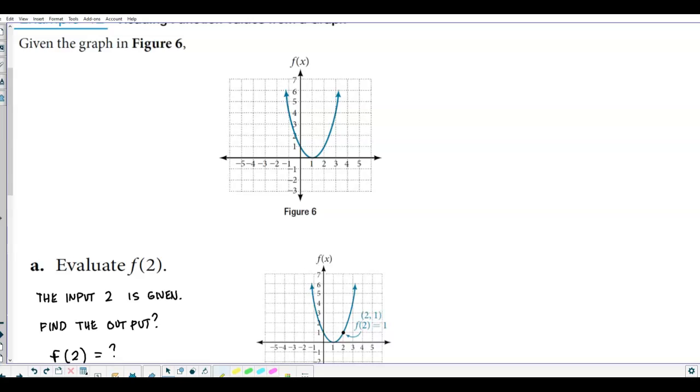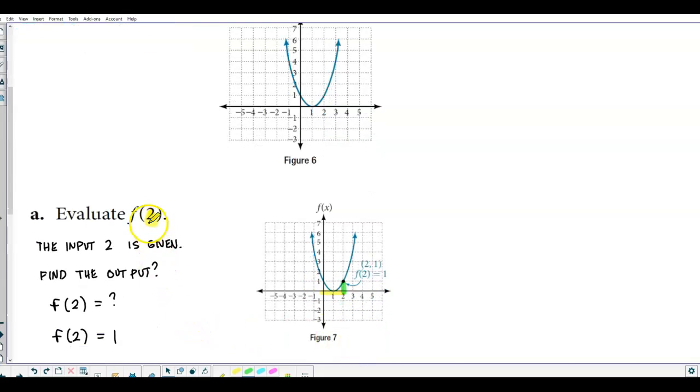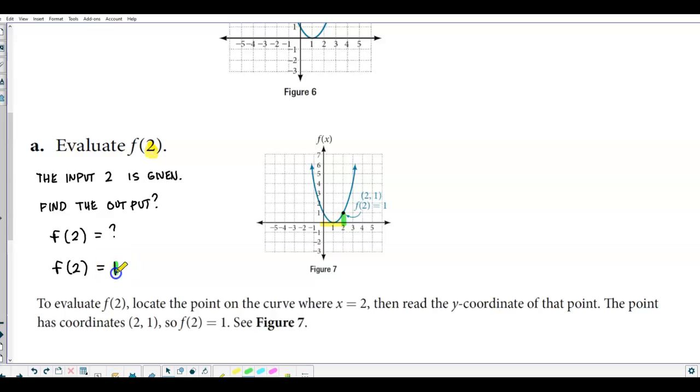So what you're going to do is, since 2 is our input, we're going to start at 0 and then go to the right to the value of 2. Okay, and then we want to figure out from there, the output is where does it touch the graph from 2. So now when we go up, we can see that it hits the value of the y at 1. So that means that with the input of 2, the output is 1.